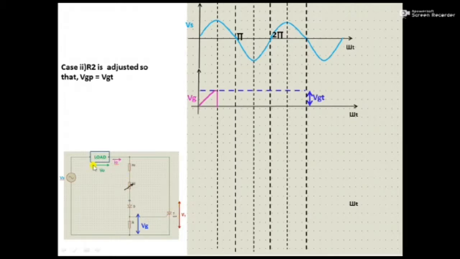Now let's see what is the voltage across the load and what is the current flowing through the load. So this is your VGP becoming equal to VGT. The thyristor turns on. So this is your waveform for the load. This is V0 with respect to omega t. So V0 at this instant at 90 degrees. Earlier it was 0 because the thyristor was off. Now at 90 degrees the thyristor has turned on and the same supply voltage will come across the load.